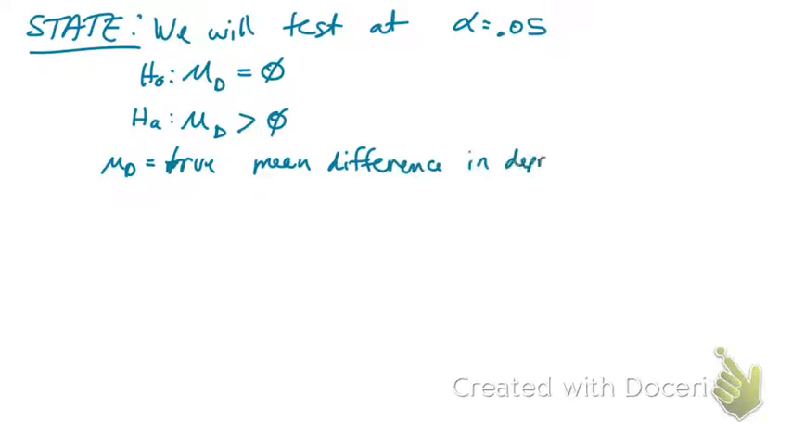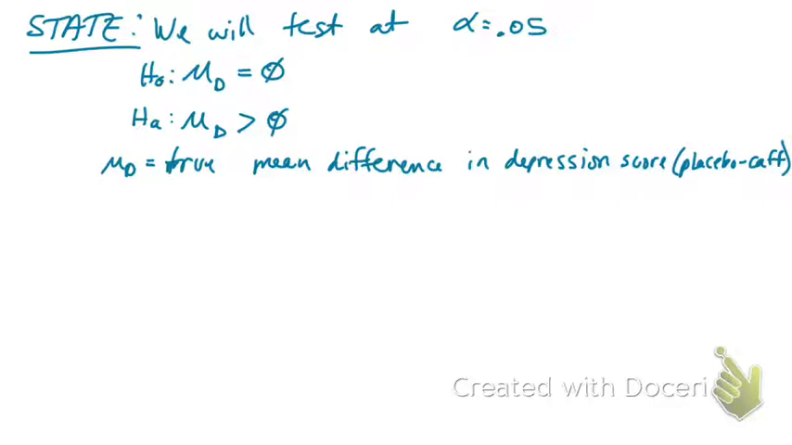We're going to define here mu sub d equals the true mean difference in depression score. And this is where we'll notate we're doing placebo minus caffeine. And so again, that's why we're looking for positive numbers to see if the caffeine depression score is lower than the placebo depression score.